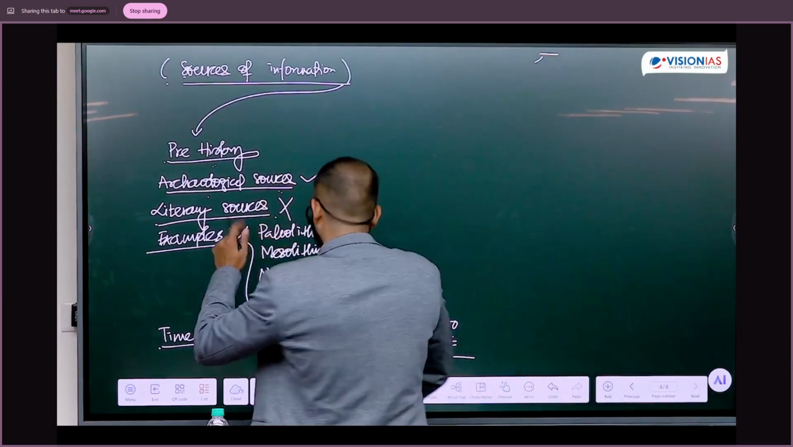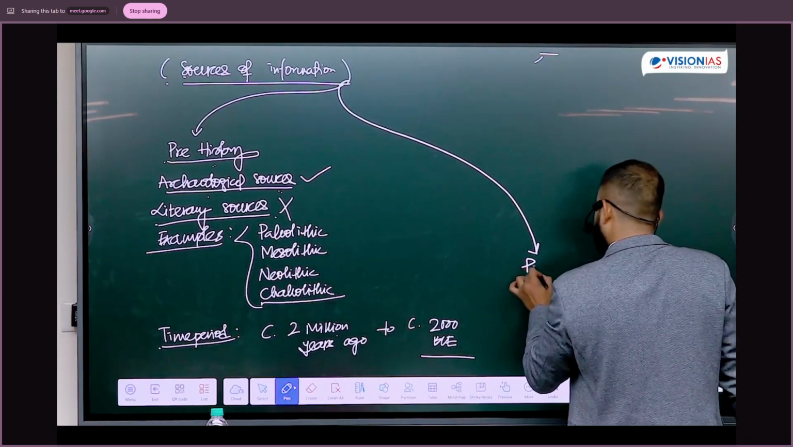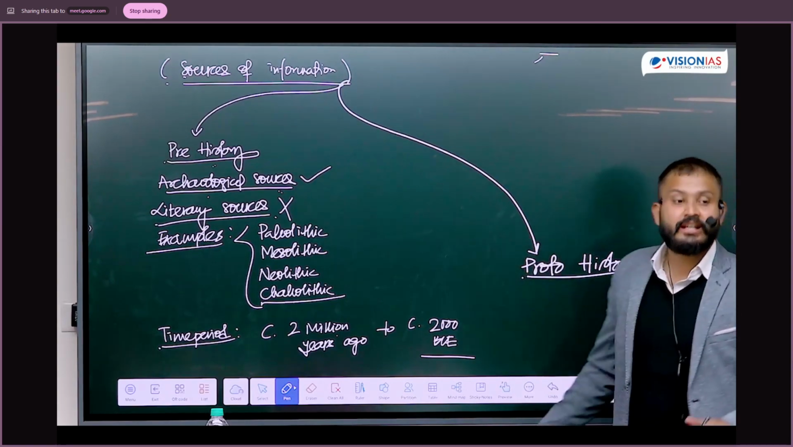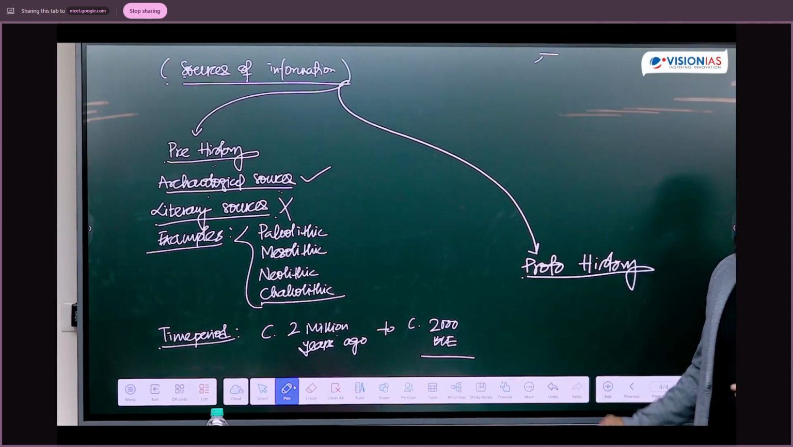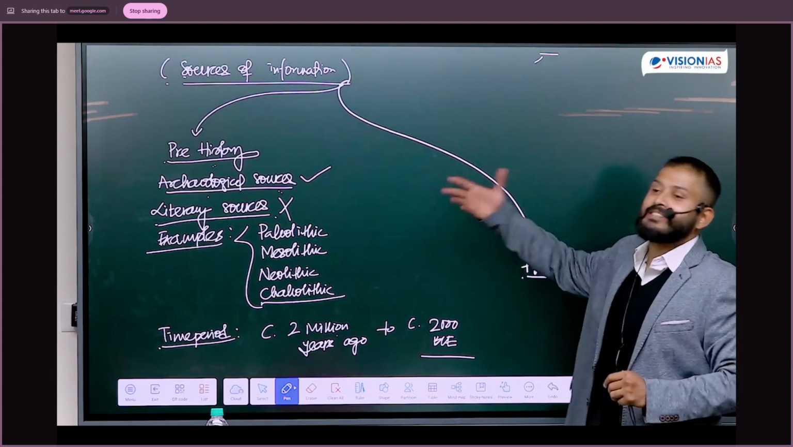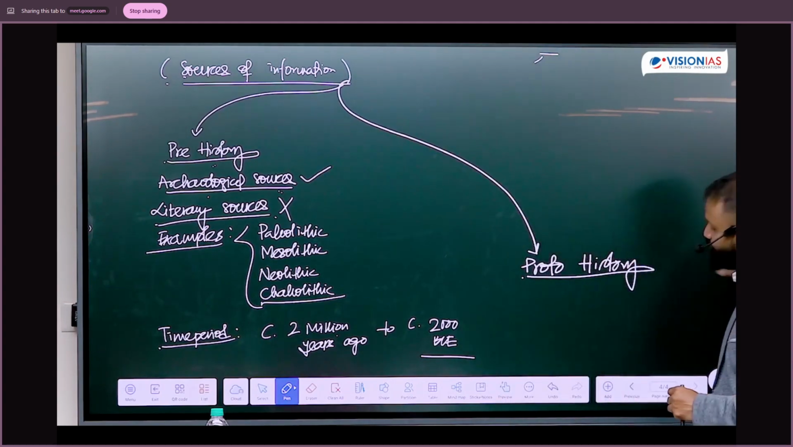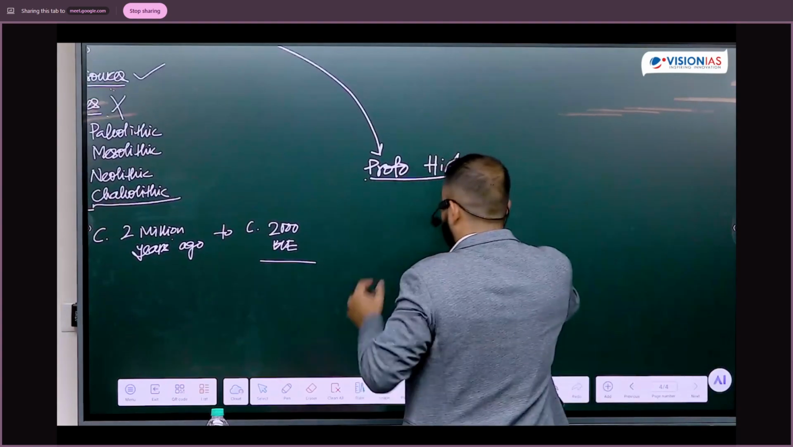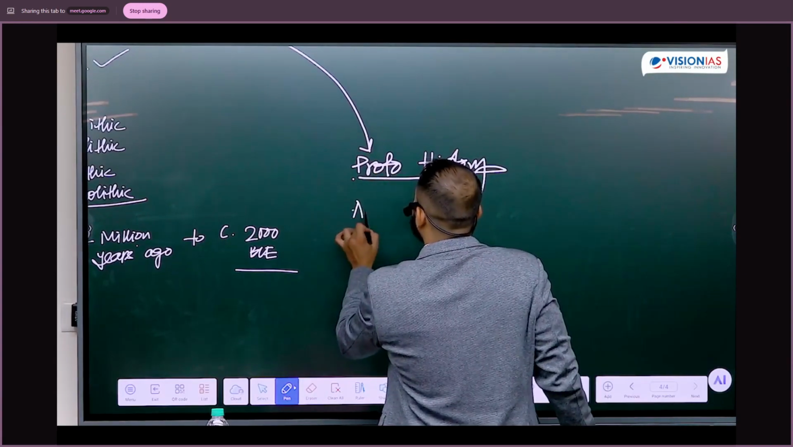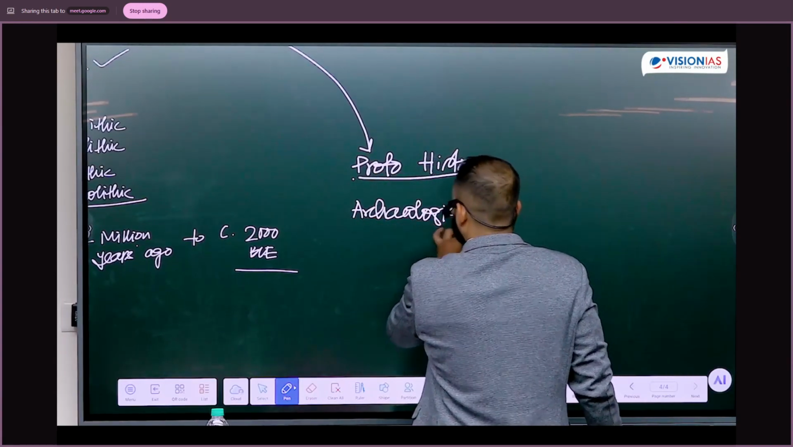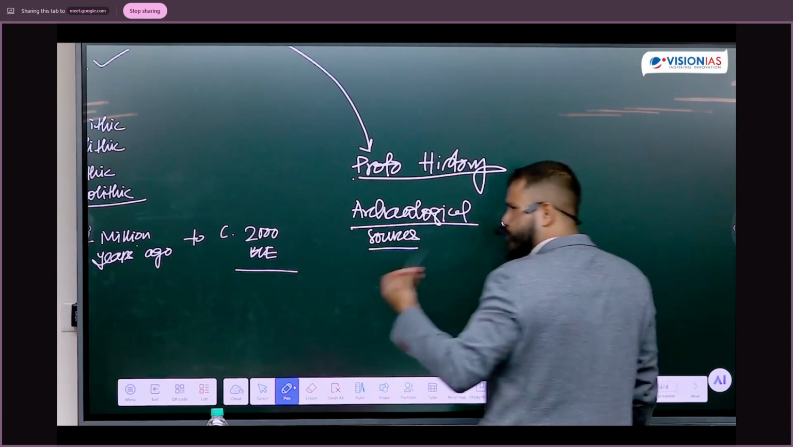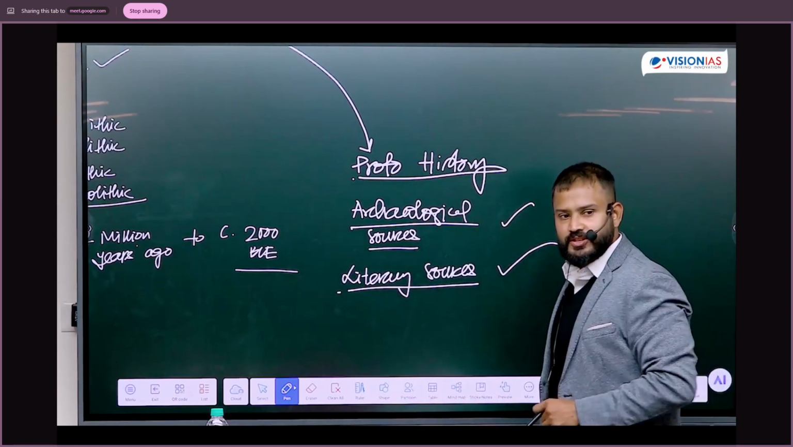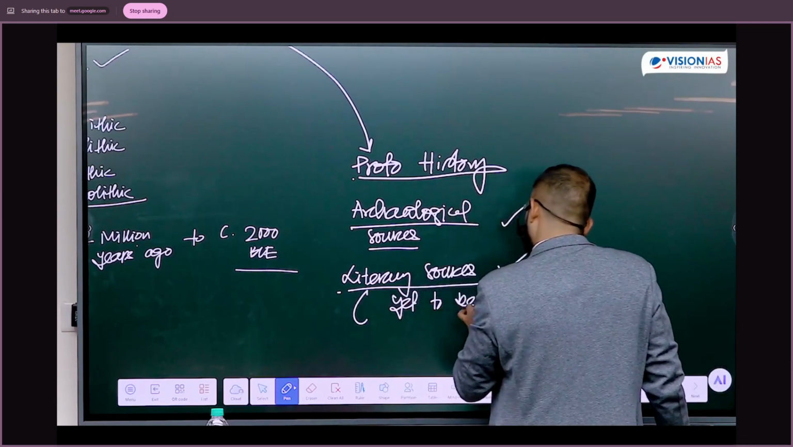Our next categorization is proto-history. Prehistory, next is proto-history. Please understand the classification of proto-history. It is exclusive to India and nowhere else. Generally we find prehistory and history. In the Indian subcontinent, we find pre, then proto, and then we have the beginning of history. Proto means beginning, marking the beginning of the history of India. When we say proto-history, should you find archaeological sources? Yes. Should you find literary sources? Yes. Then where is the catch? That is yet to be deciphered.